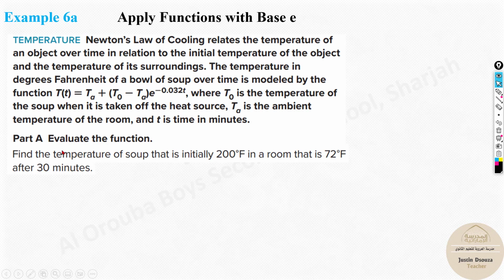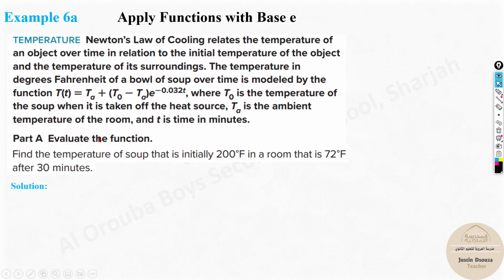Now we have 3-part questions. Part A is evaluate the function, find the temperature of the soup that is initially 200 degrees Fahrenheit in a room that is 72 degrees Fahrenheit after 30 minutes. Sorry, I read it wrong. Now the initial temperature, the temperature when it was taken out, that is T0, is 200. And the ambient temperature, the room temperature, in a room that is 72 degrees, TA is 72, and the time is 30.